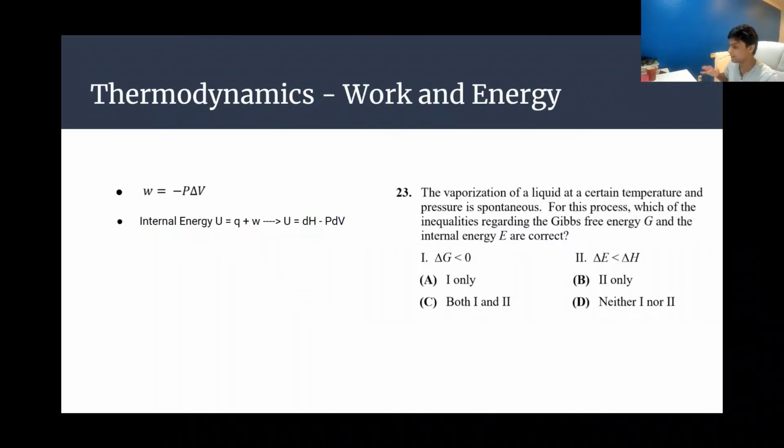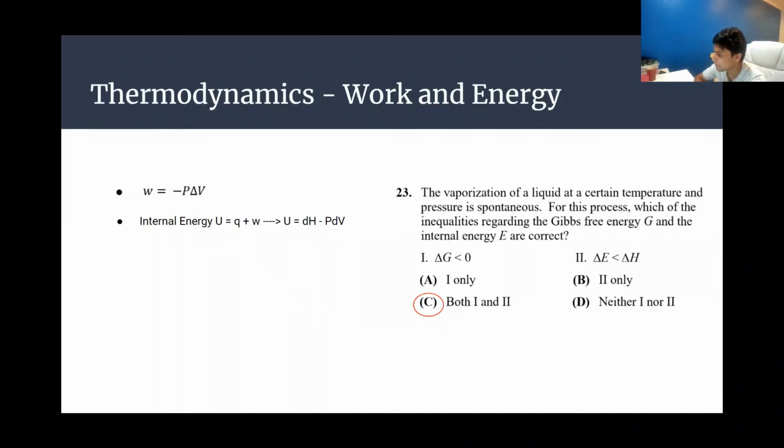Assuming you've had a go at it, let's take a look. So the answer is C. The vaporization of a liquid at a certain temperature and pressure is spontaneous. For this process, which of the following inequalities regarding the Gibbs free energy and internal energy is correct? Option 1, the Gibbs free energy, is pretty straightforward. Spontaneous at a certain pressure and temperature, so 1 sounds good.